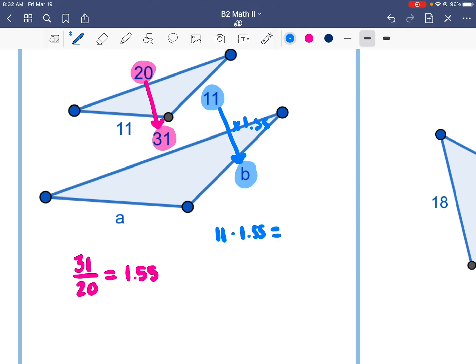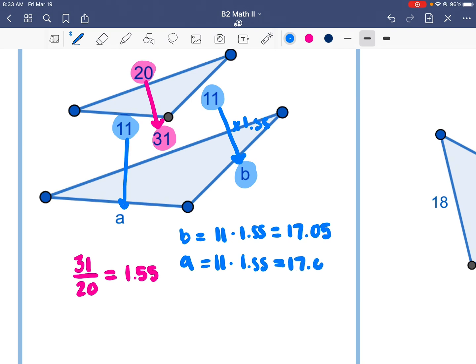So 11 times 1.55 is going to be 17.05 or 17.1, depends what you feel like. So that's b. And then one more, we have actually it's the same number, so we know that this also is going to be the same, because a is also going to be 11 times 1.55, so also 17.05. So both of those values will be actually the same.